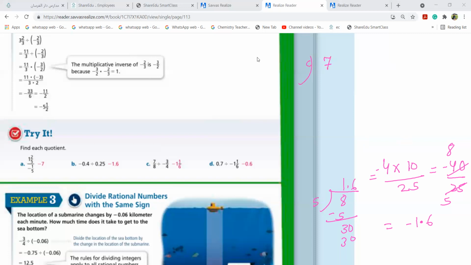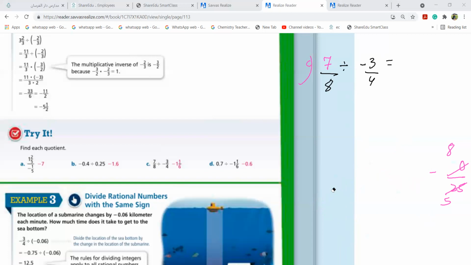Number C. 7/8 divided by minus 3/4. 7/8 divided by minus 3/4. How do you do it? 7/8 multiplied by 4. Let us do 4 times 1, 4 times 2, 8. So 7 over minus 6.